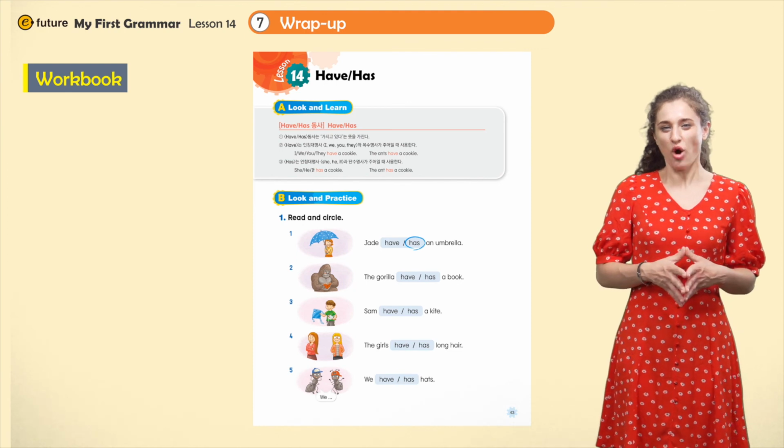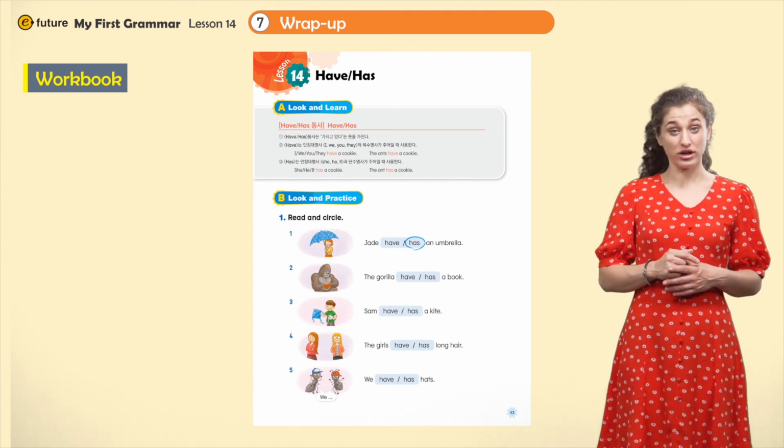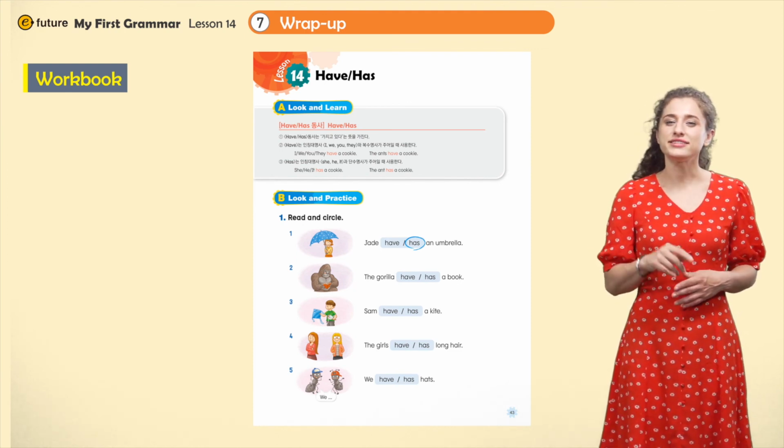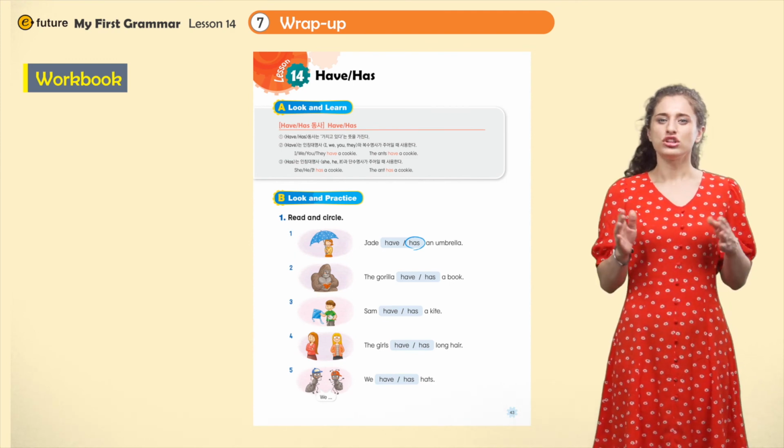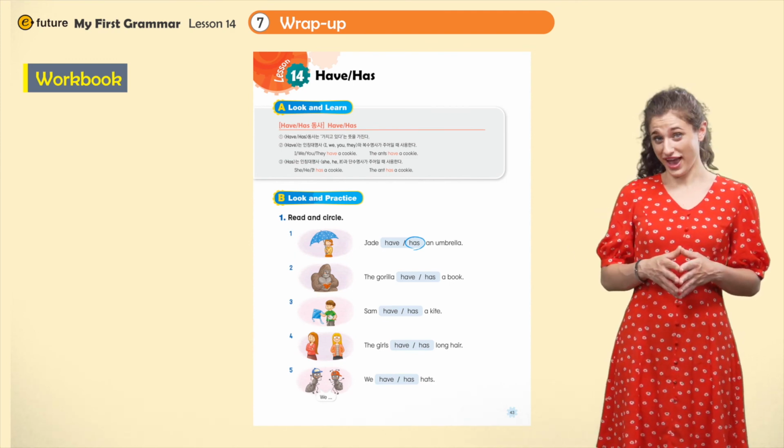Now I'll give you some homework. Please open your workbook to page 43. This is your homework for today. Look at the picture and circle, okay?